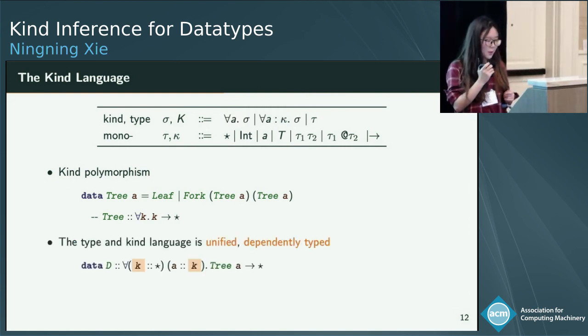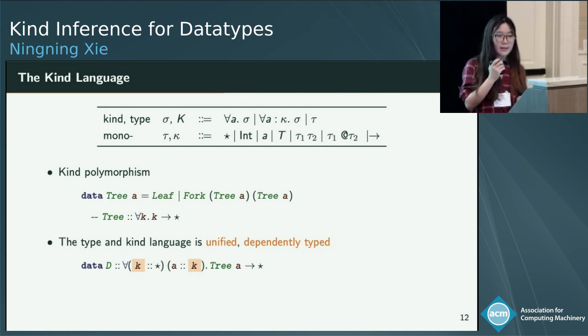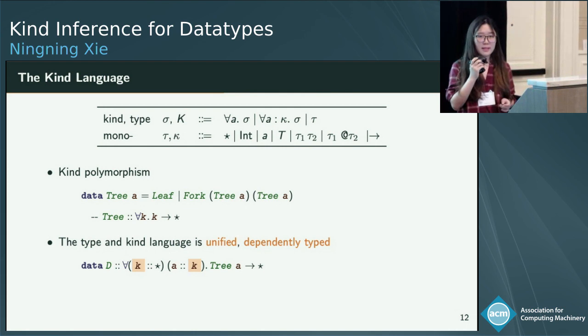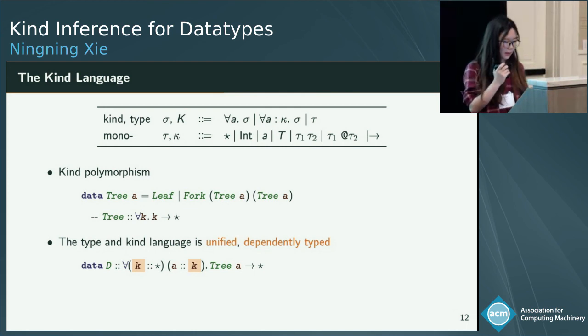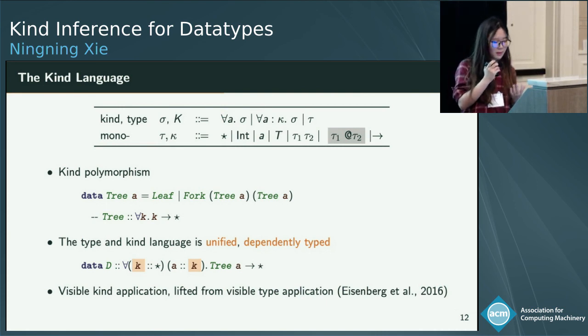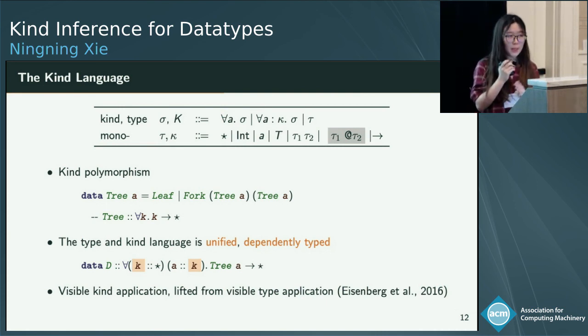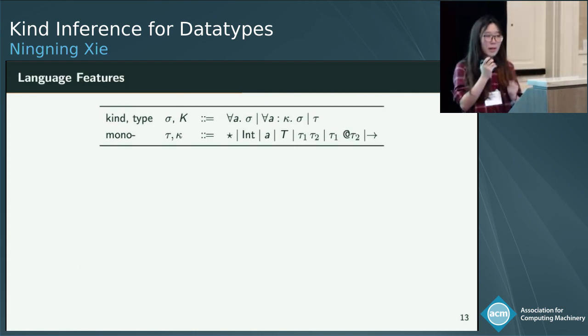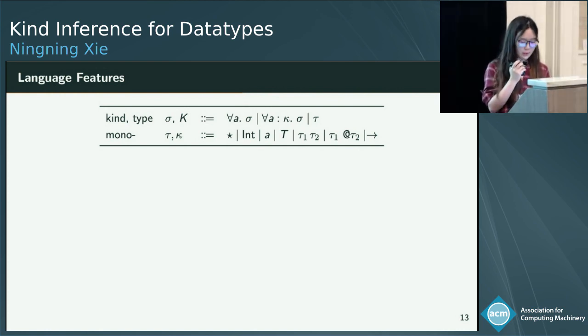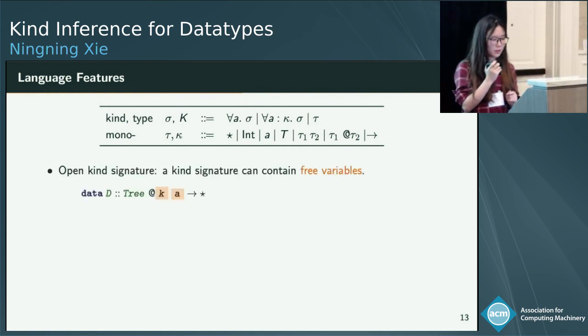In this kind language, the type and the kind are unified and dependently typed. So the kind of this type variable A is actually another type variable K. We also have visible kind application where the user can explicitly instantiate a kind variable, but we will skip details about it. To model challenges in modern Haskell, our language also supports many language features, including open kind signatures.